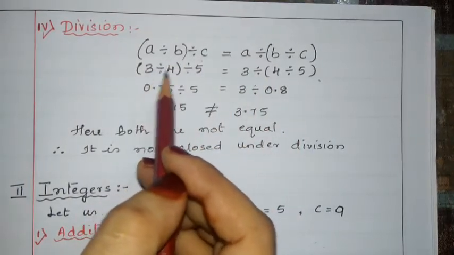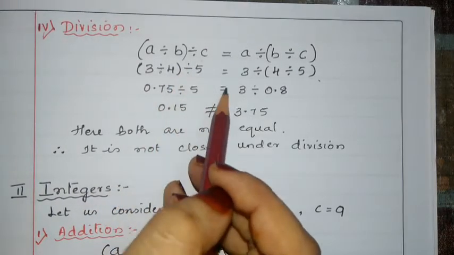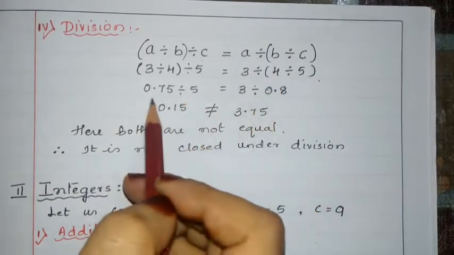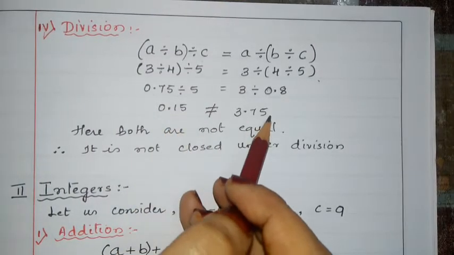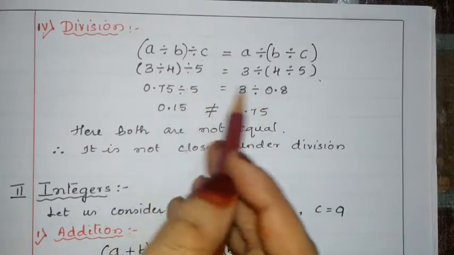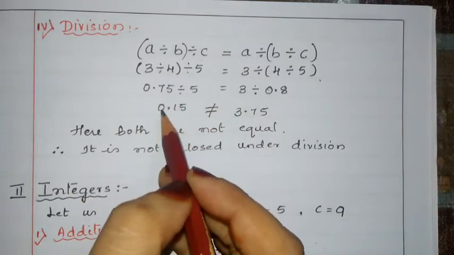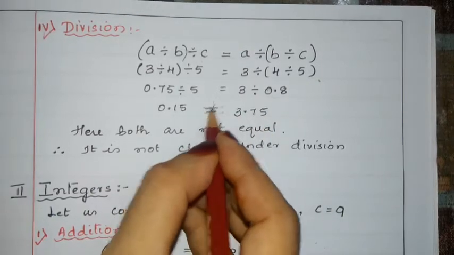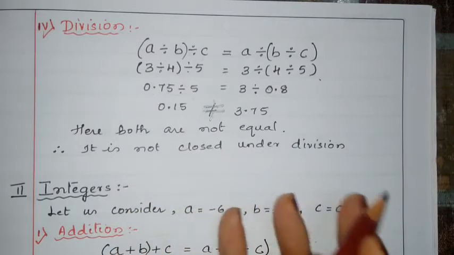Let us solve. 3 divide 4 is 0.75, divided by 5 is equal to 3 as it is. 4 divide 5 we got 0.8. So here we can see these are not equal. If we divide, we get 0.15 and 3.75, which is not equal. You have learned division in your previous classes, how to divide all this. So after division we get 0.15, which is not equal to 3.75. Both are not equal, therefore it is not closed under division.